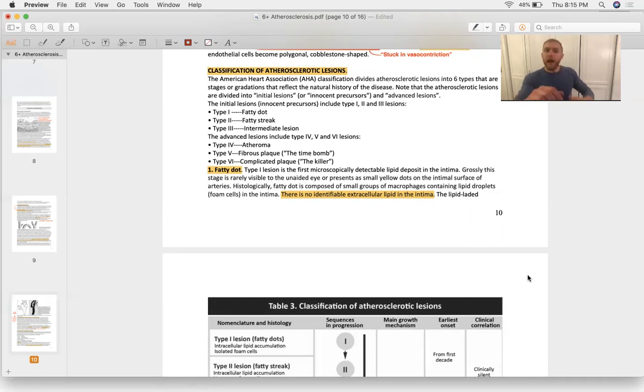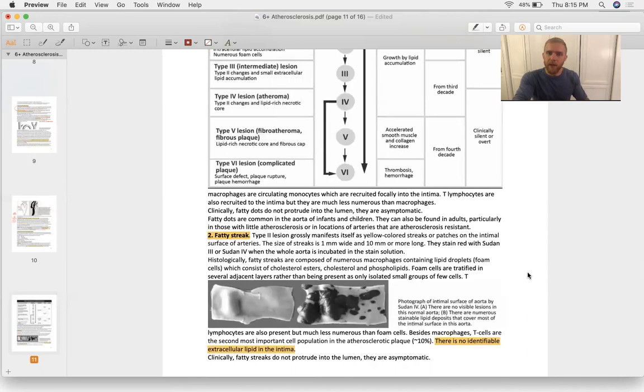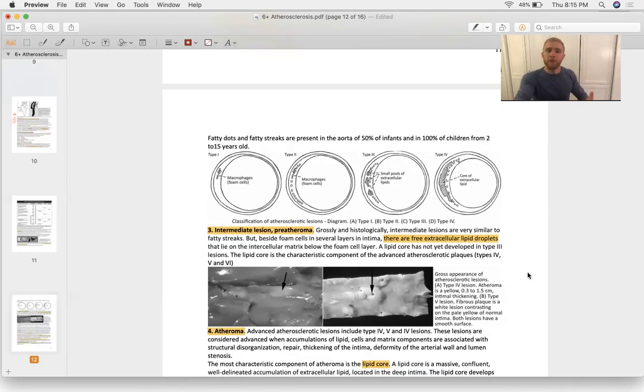And so you'll see that as we move through the types of gross lesions, the histology of a dissected lesion changes. So a fatty streak, same thing as a fatty dot. You see macrophages, you see a few lymphocytes, you don't see any extracellular fat. That's big. Moving on to an intermediate lesion, or a pre-atheroma.